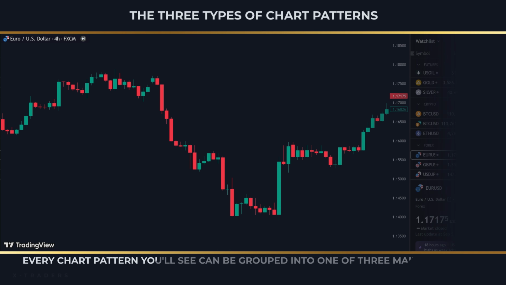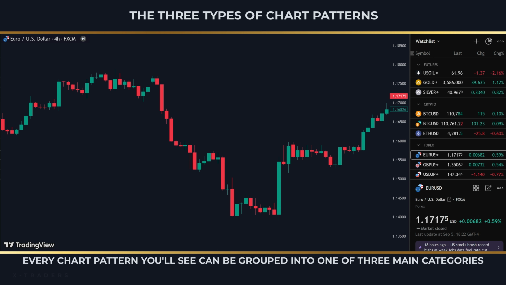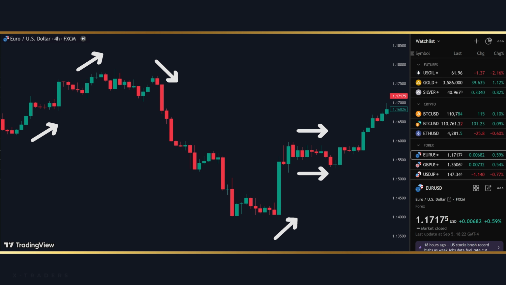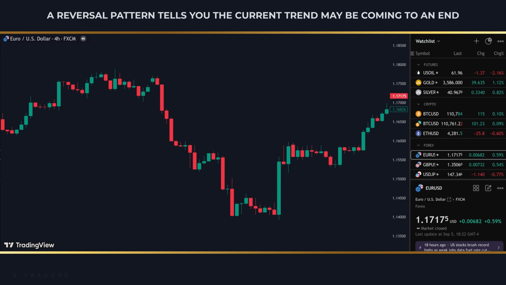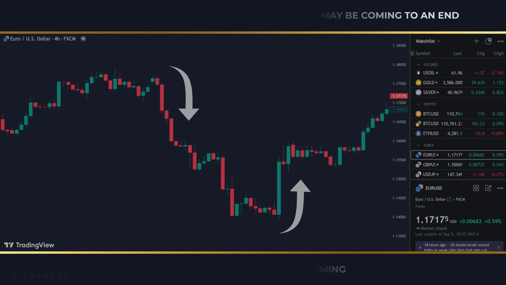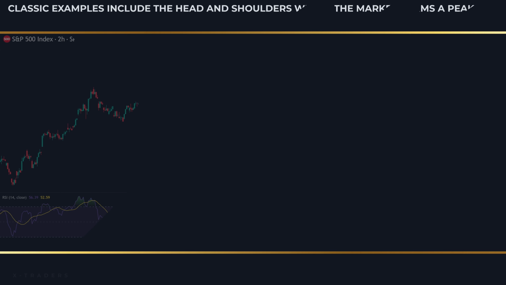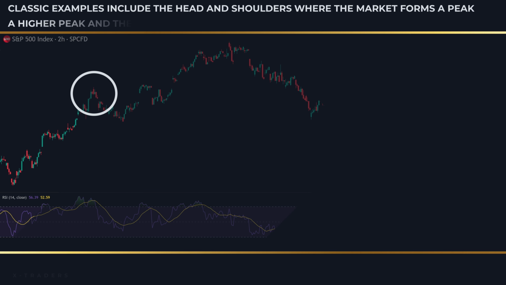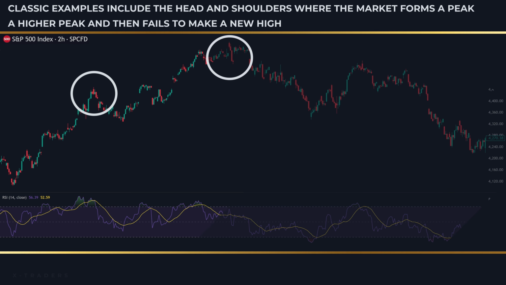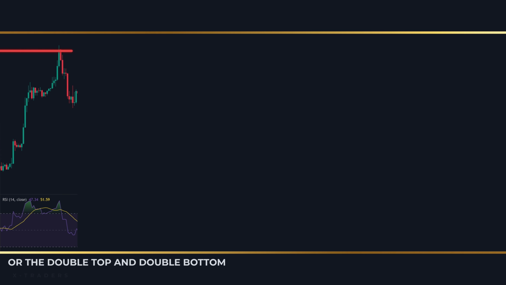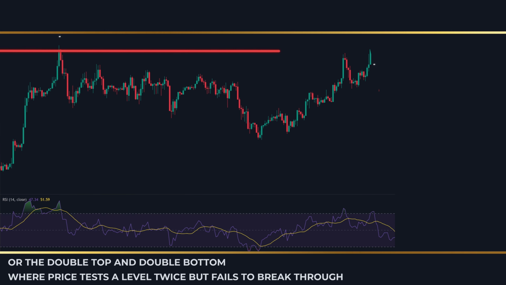Every chart pattern you'll see can be grouped into one of three main categories: reversal, continuation, and bilateral. A reversal pattern tells you the current trend may be coming to an end, and a new one could be forming. Classic examples include the head and shoulders, where the market forms a peak, a higher peak, and then fails to make a new high, or the double top and double bottom, where price tests a level twice but fails to break through.